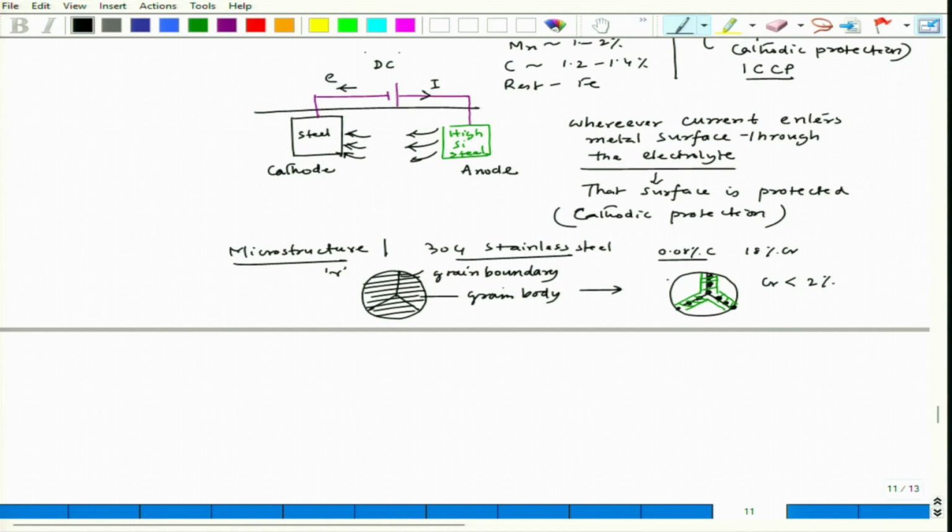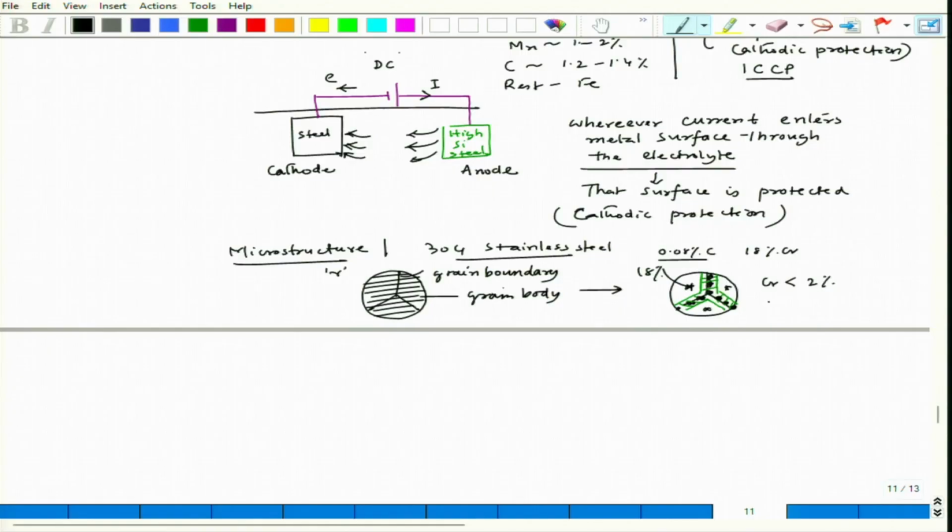So, now this region will have 18%, that means all those positions, and everywhere in the grain body except those narrow pathways along the grain boundary, and also those particular regions where chromium carbides are precipitating, those regions also will be having very high level of chromium, more than around 21%. So, wherever the chromium content is more than 18%, passive layer would form, but in the patch zone we have chromium less than 2%. So, there the passive layer will not form.